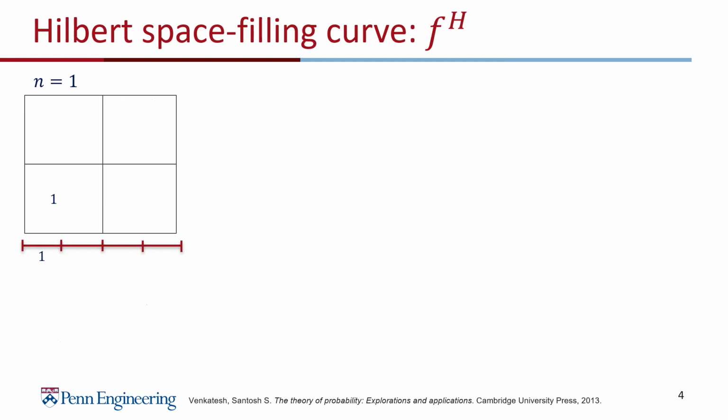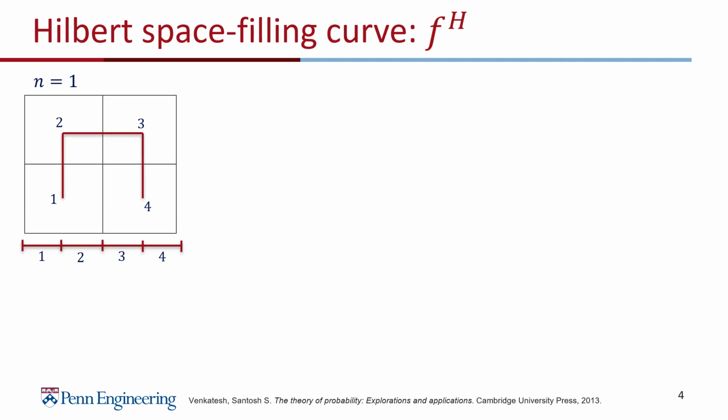Let's say you go from left to right in the unit interval. I'm going to divide the unit interval into 4 equal subintervals at the first stage. And similarly, I'm going to divide the square into 4 equal subsquares. So you start from the left. This interval is going to map to the first subsquare. And as you go towards the right, the second interval is going to map to the second subsquare, and so on. This is just the first stage of construction.